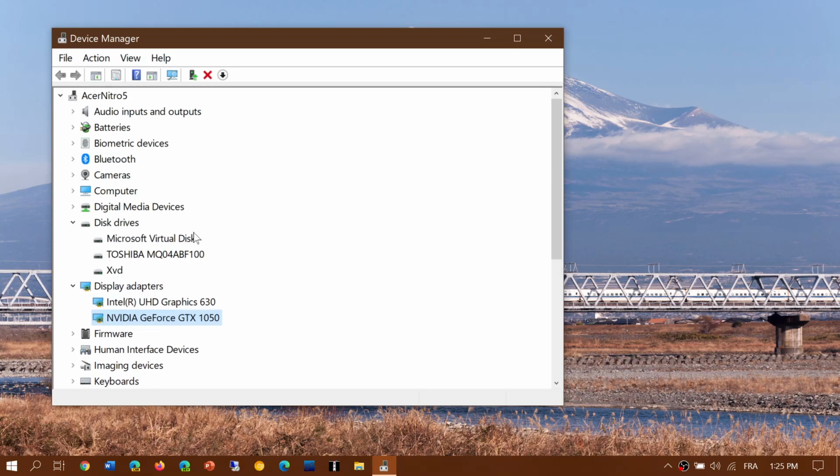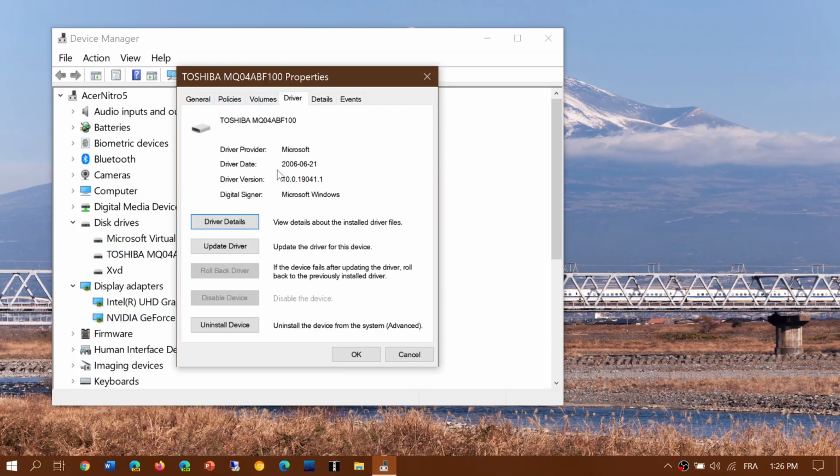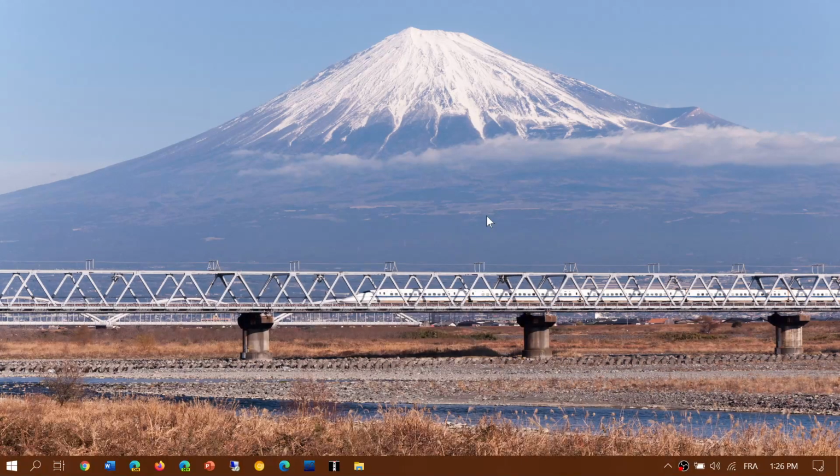A major question from a lot of people was, okay, some of the drivers in my system are old. Like, for example, look at this one. Driver date, 21 June 2006. How can it be on a machine that has been built less than 2 years ago?